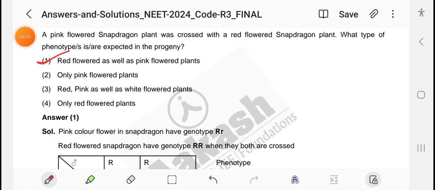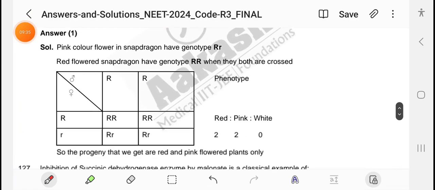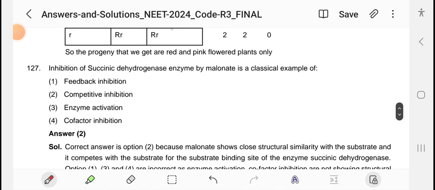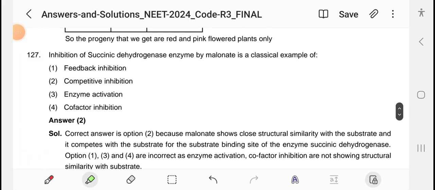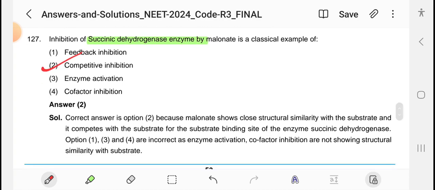So your next question, inhibition of succinic dehydrogenase enzyme by malonate is a classical example of. Again, this is an easy question. So the correct option for this question would be option number 2, competitive inhibition.